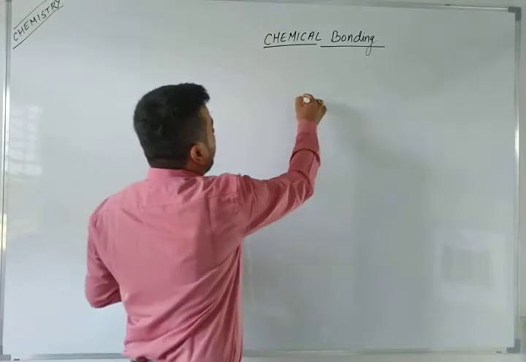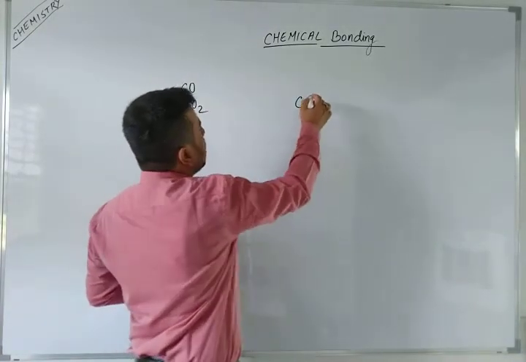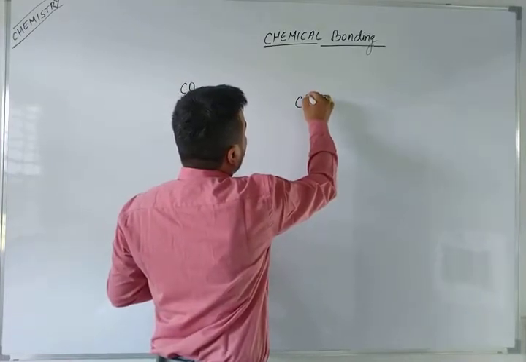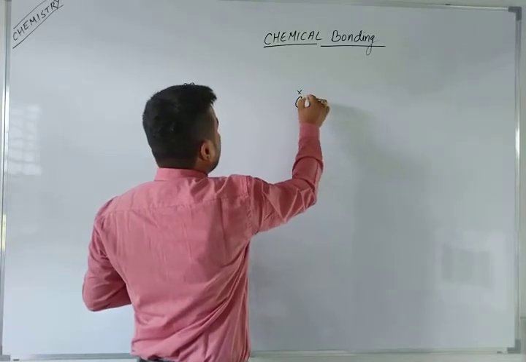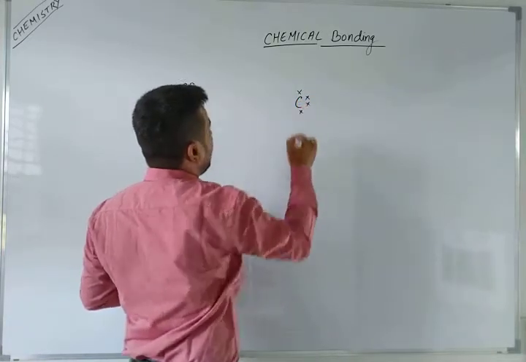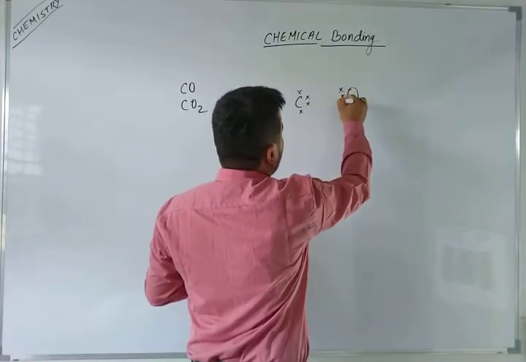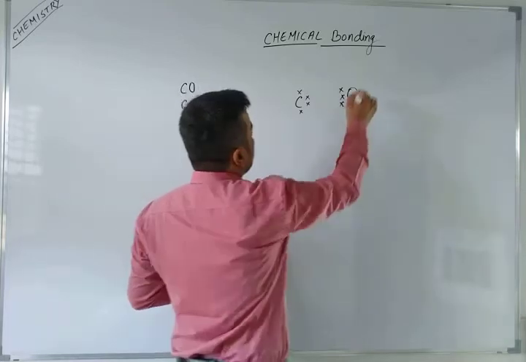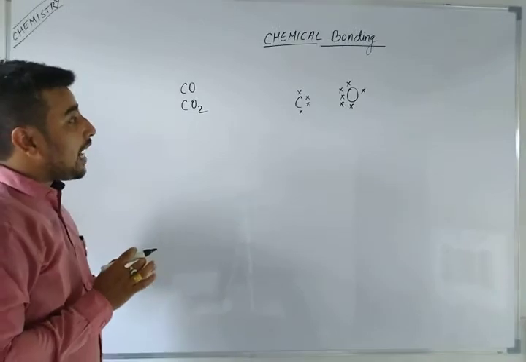So you know very well, how many valence electrons does carbon have? We know carbon has 4 valence electrons: 1, 2, 3, 4. And oxygen, how many valence electrons does it have? 6 valence electrons, right? 1, 2, 3, 4, 5, 6. Now suppose each and every element has to complete its octet. So in this compound, how will carbon monoxide complete its octet?